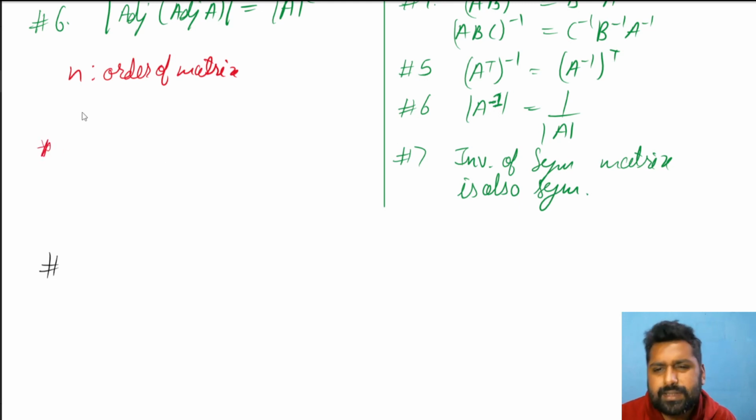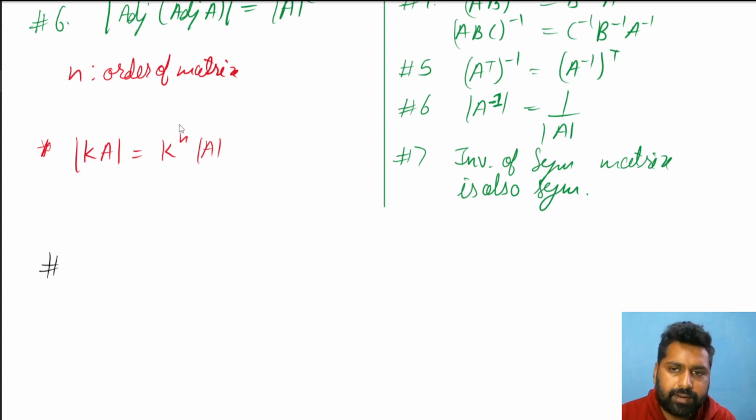Sometimes this is not to do with anything adjoint or inverse. Suppose you multiply any matrix with K and then you calculate the determinant, that becomes k raised to power n determinant of A. This is a property of determinant, but it's a separate property. It has nothing to do with the adjoint or inverse. If you multiply a matrix by 2, the determinant gets multiplied by 2 raised to power n. N will be the order of the matrix again.